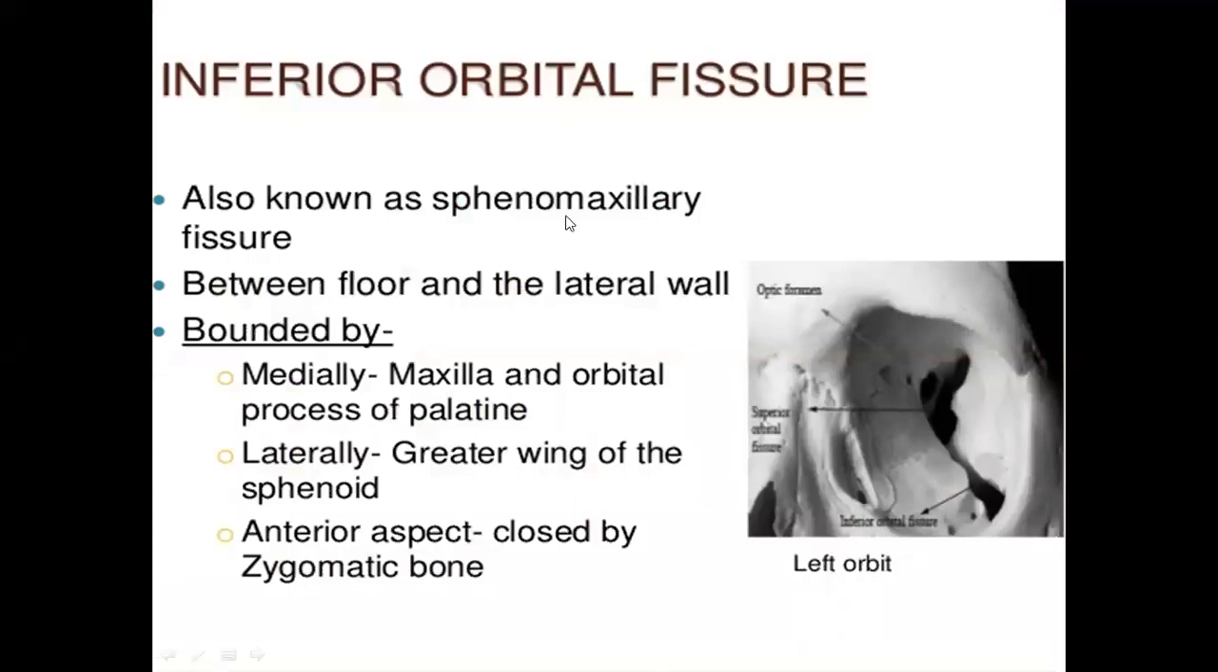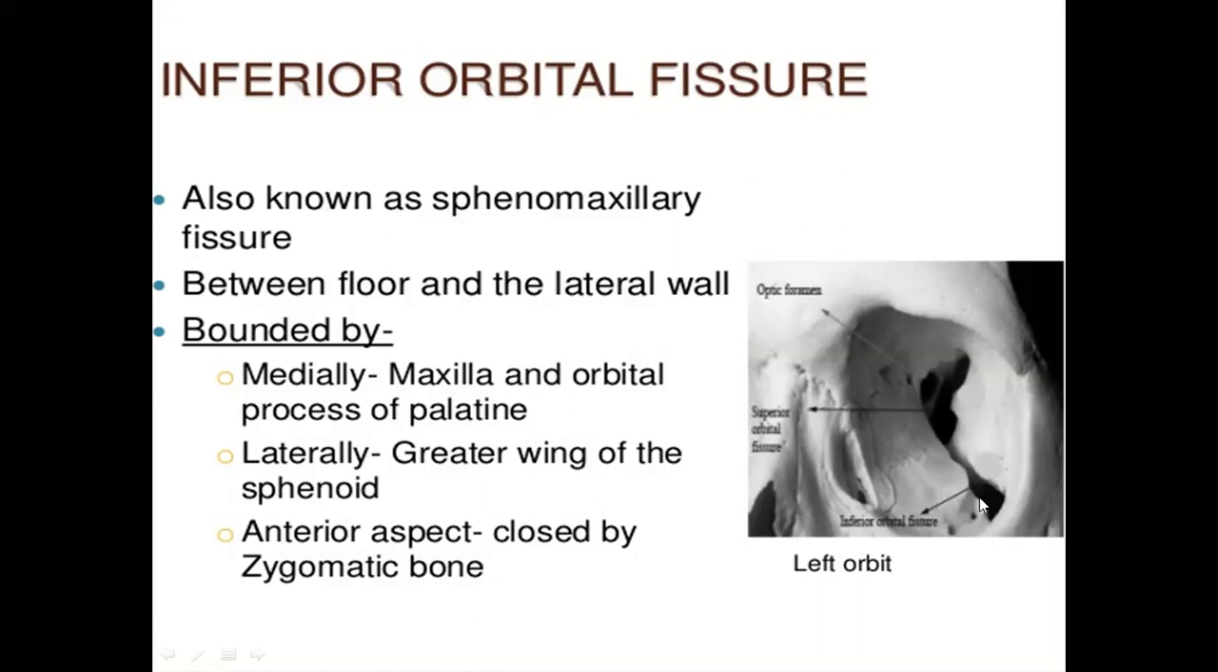See, this inferior orbital fissure is also called the sphenomaxillary fissure. See, this is the lateral wall, and this one is the floor of the orbital cavity. Between the lateral wall and the floor of the orbital cavity, we have another gap, which is called the inferior orbital fissure. Now this inferior orbital fissure is bounded medially by the maxilla, laterally by the greater wing of sphenoid, and anteriorly it is closed by the zygomatic bone. So the boundary for the inferior orbital fissure is medially the maxilla, laterally the greater wing of sphenoid, and anteriorly it is closed by the zygomatic bone.